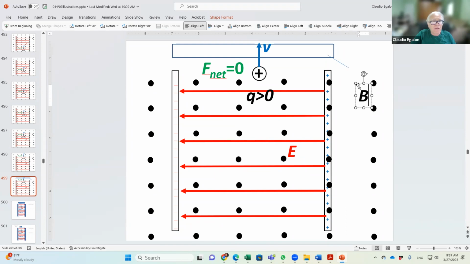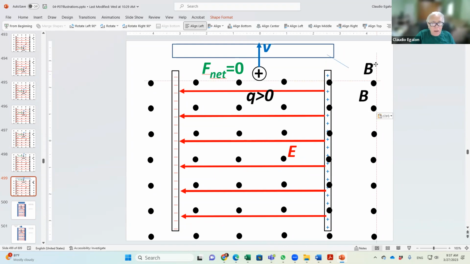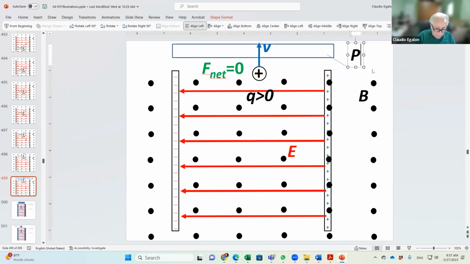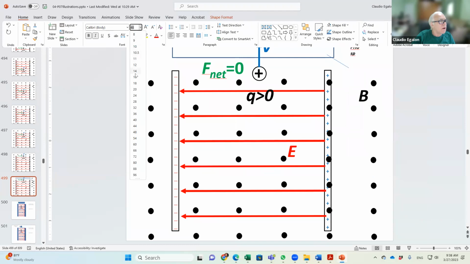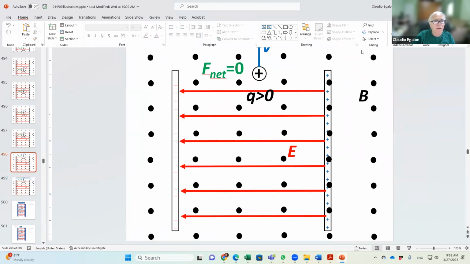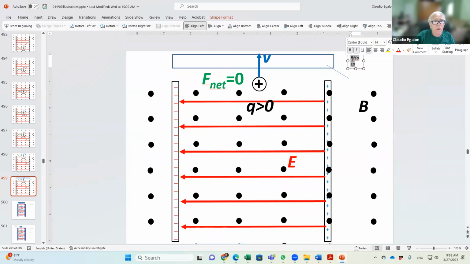Okay, so phosphorescent screen. A screen made of a phosphorescent material.